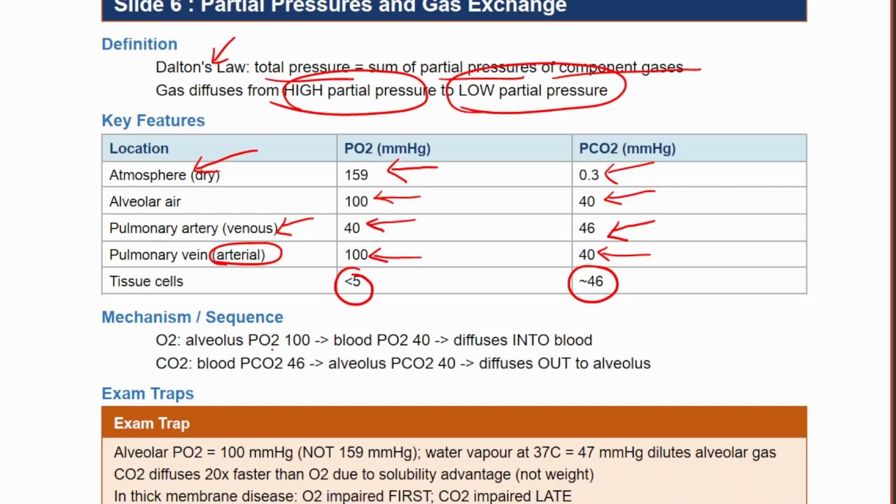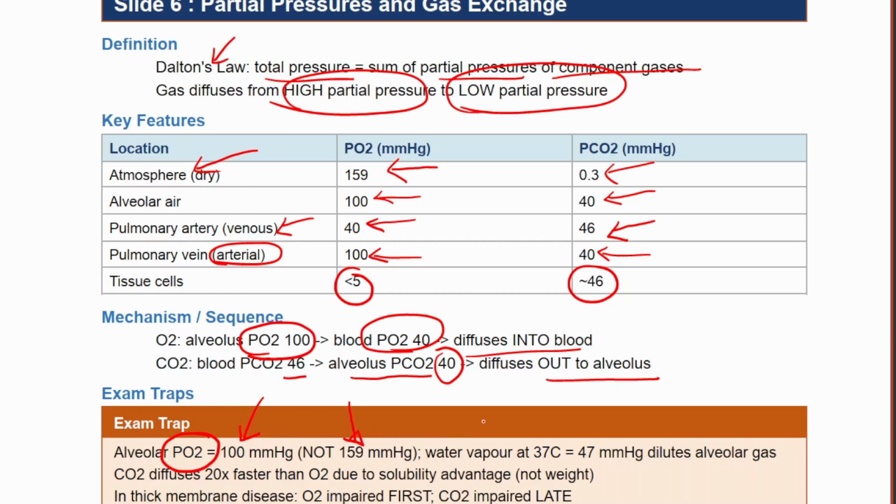Oxygen moves from alveolar partial pressure of oxygen 100 to blood which has a partial pressure of oxygen of 40, diffusing into the blood. Carbon dioxide moves from blood which has a carbon dioxide partial pressure of 46 to an alveolar partial pressure of carbon dioxide of 40 region, diffusing out to the alveolus. Pay critical attention to these high-yield exam traps. Do not fall for the trap of setting alveolar partial pressure of oxygen to atmospheric levels. Alveolar partial pressure of oxygen is 100 mm of mercury, not 159.